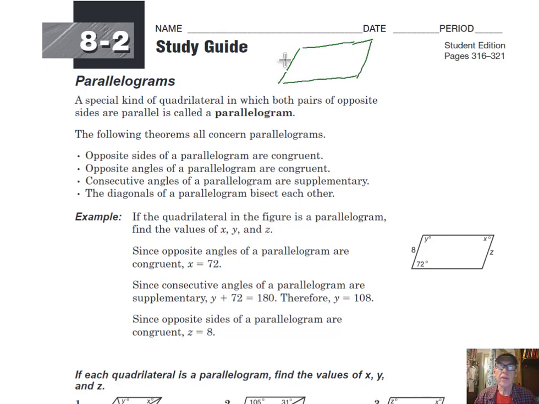So opposite sides of a parallelogram are congruent. And opposite angles of a parallelogram are congruent. And opposite sides of a parallelogram are parallel. So we have opposite sides, both parallel and congruent.